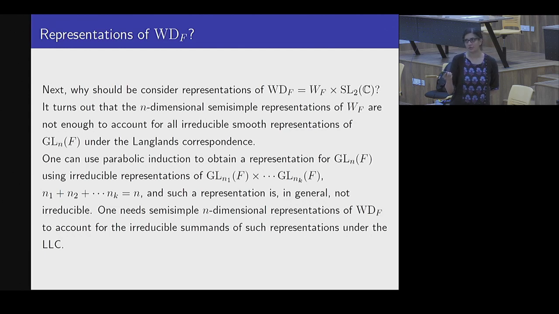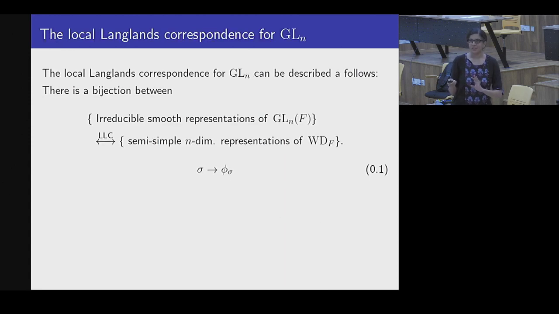I have said what it is, but you can do a parabolic induction. You can fix a representation of a Levi subgroup of GL_n(F), which is of this form, inflate it to the parabolic and induce it to GL_n(F). This representation is not always irreducible, and to account for the summands of these representations, one has to go to this larger group, which is the Weil-Deligne group. Now, with this very vague motivation, let me just state the local Langlands correspondence for GL_n. It is a bijection between irreducible smooth representations of GL_n(F) and the semisimple n-dimensional representations of WD_F, with sigma going to phi_sigma.